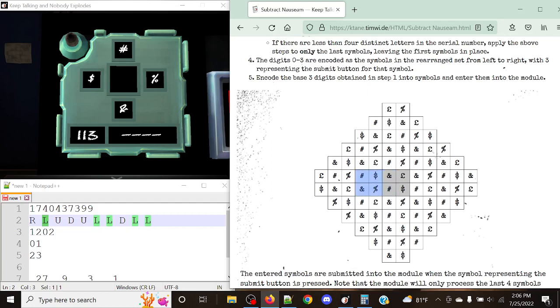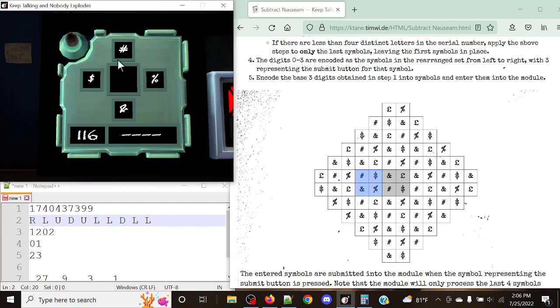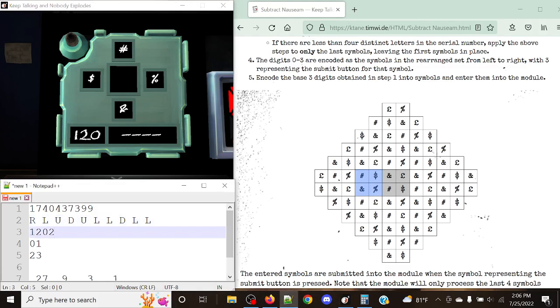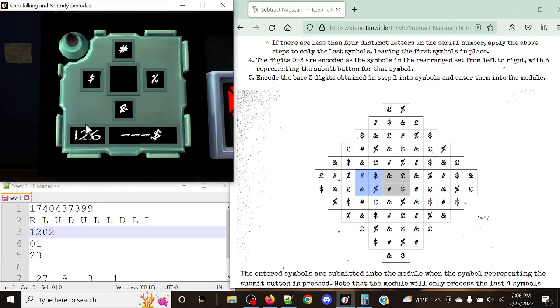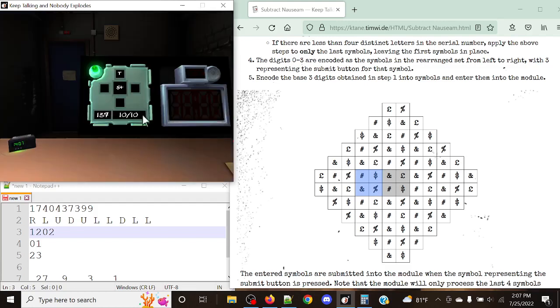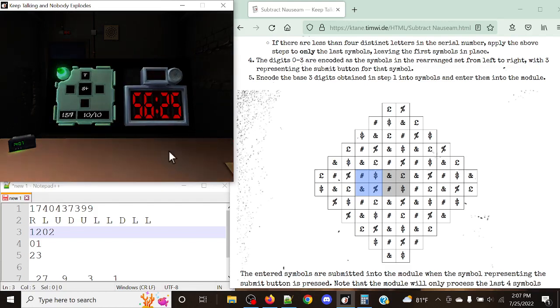Perfect. And as you can see, these are going to be the exact same symbols that we have on the module. That's perfect. Now all we simply need to do is input this code here, 1202, which in this case is going to be top right, which is the euro, bottom left, which is the ampersand, top left, which is the hashtag, and bottom left, which is the ampersand, and submit with the percentage sign, or the modulo. Just like that, bada bing, bada boom. Fairly simple to do, not that hard to understand.